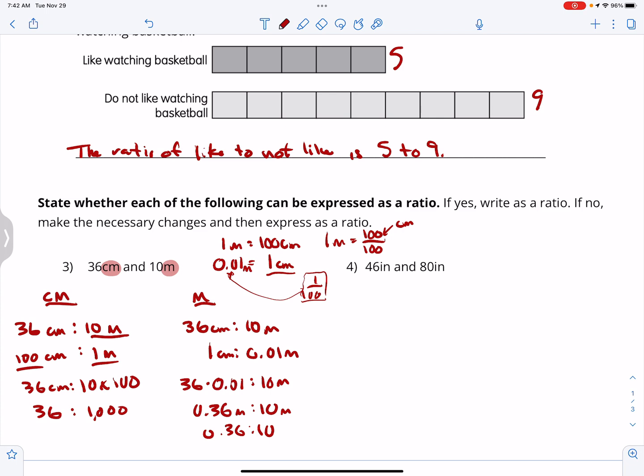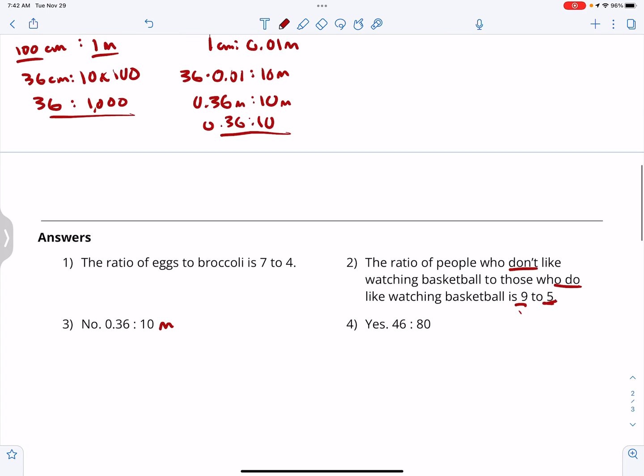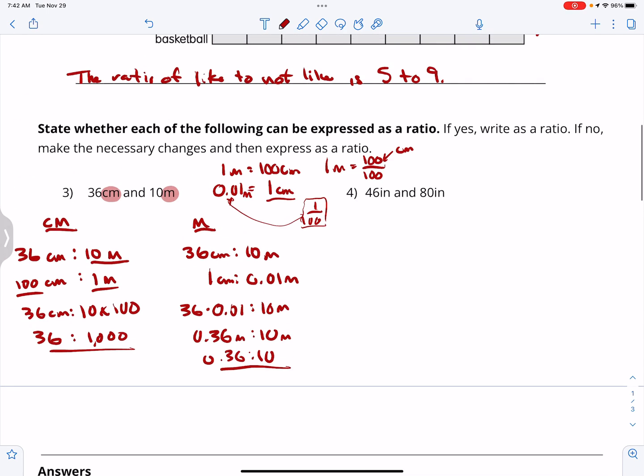All right, awesome. So we have two different options. I believe the answer key only gave it to us in meters there, but that's fine. Now when we look at number 4, our units, we have inches compared to inches, so yes, we can compare, and that's simply 46 to 80, and that tells me that 80 is larger.